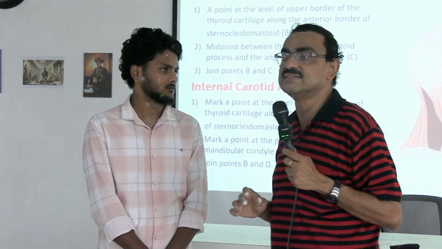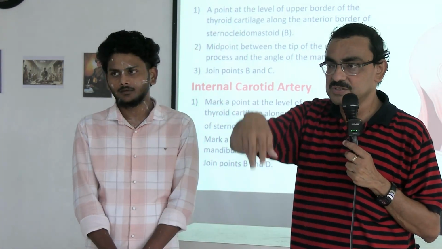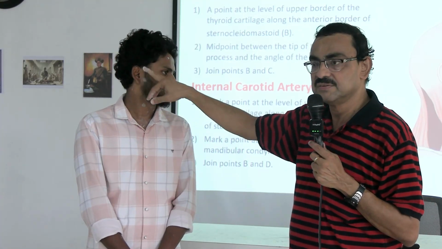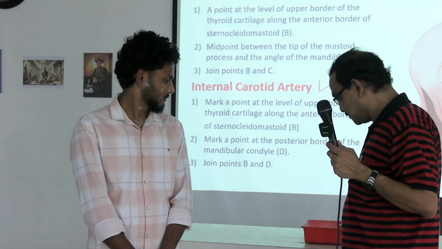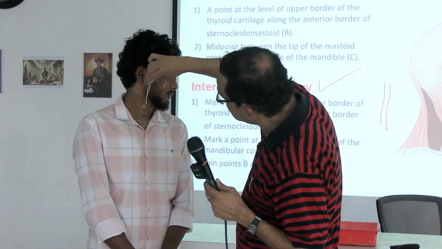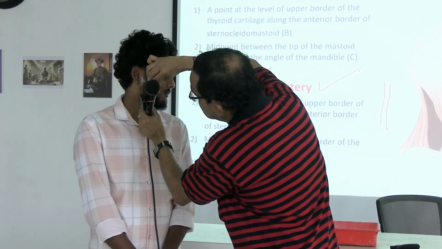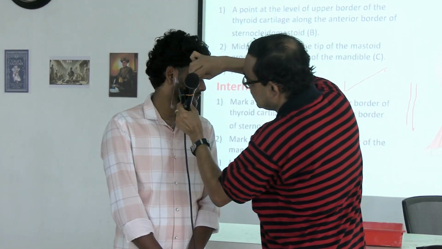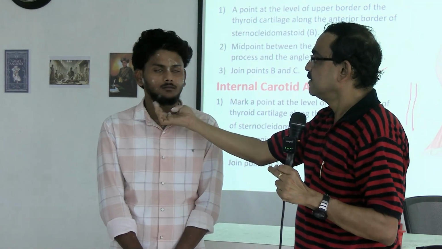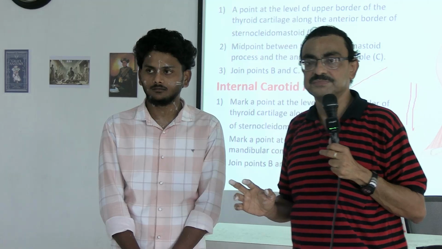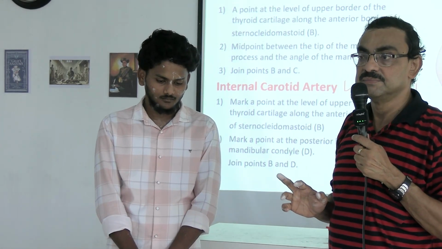2 parallel lines. Sorry, this is the right internal carotid. I am saying right common carotid, right internal carotid. Okay, know this first. This is the bifurcation and this is the continuation. This is the right internal carotid. Okay, right internal carotid.